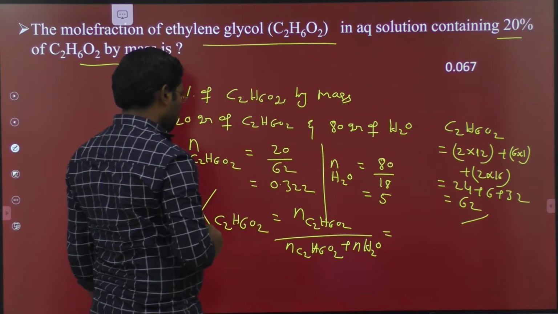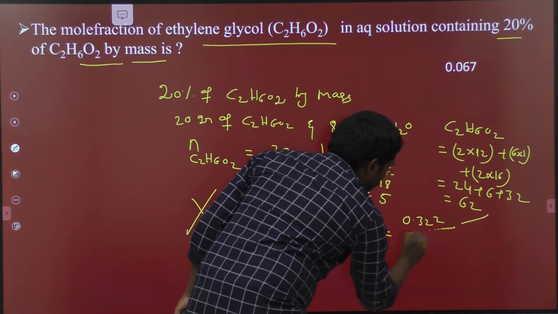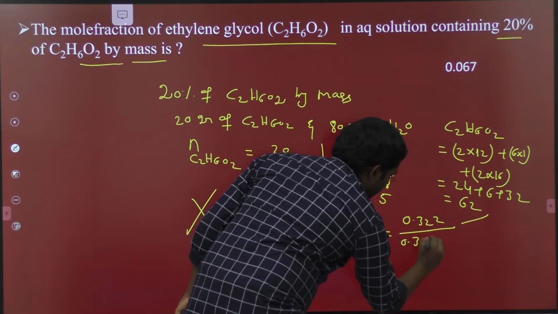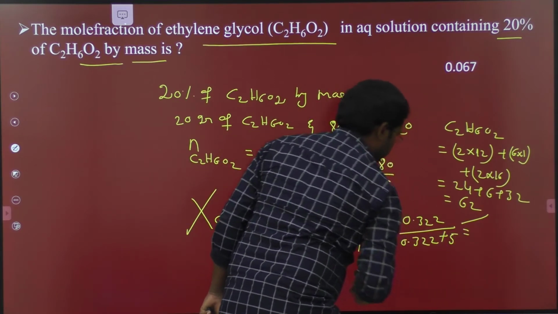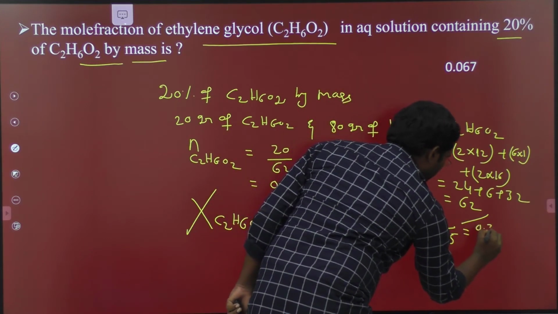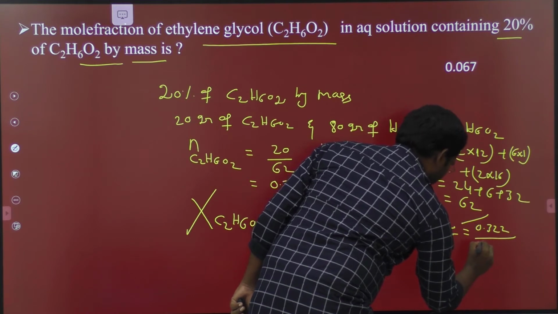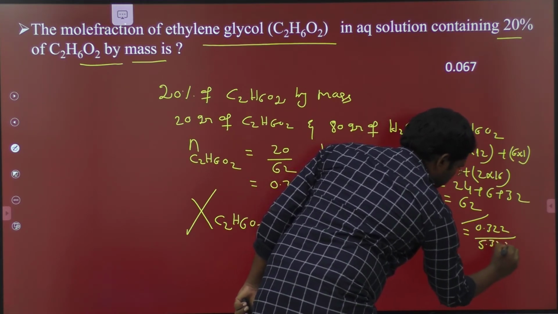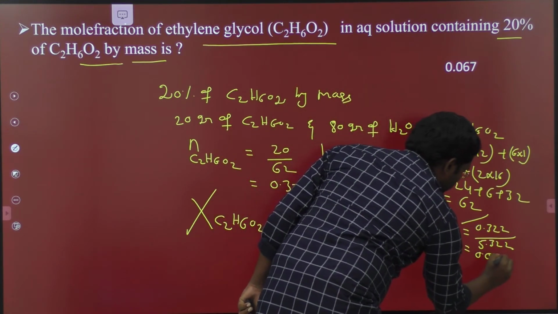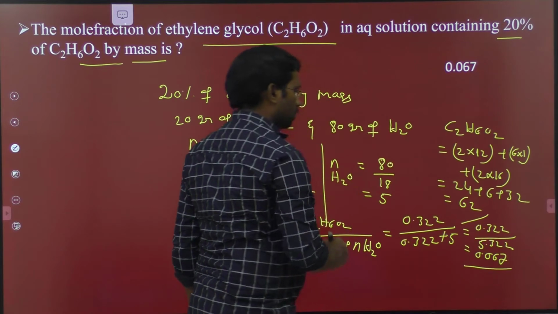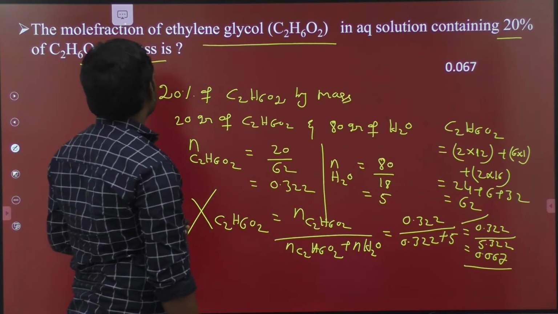So what is the number of moles of ethylene glycol? 0.322 by 0.322 plus 5. This is equal to 0.322 by 5.322. So it gives the final value 0.067. So this is about the problem for mole fraction.